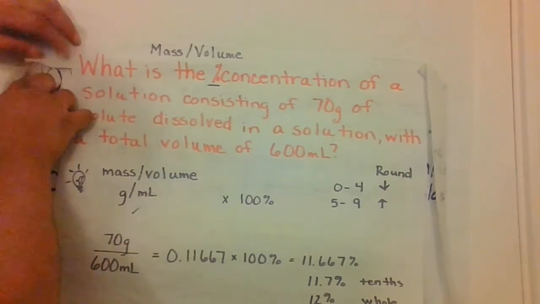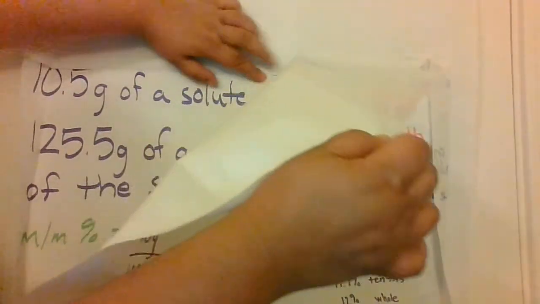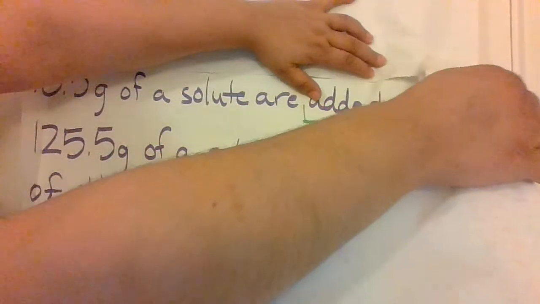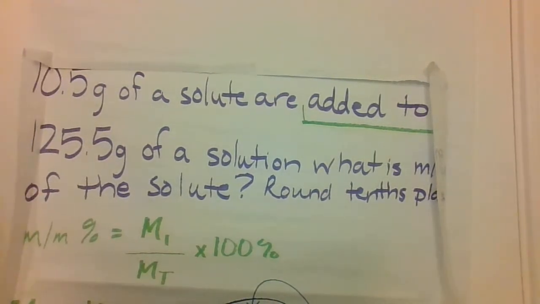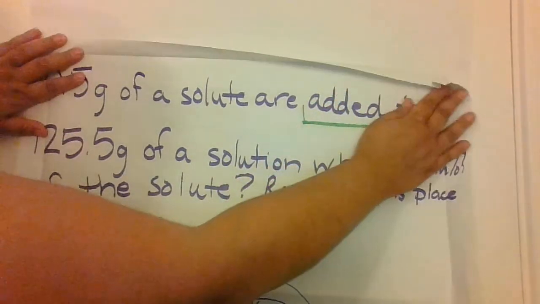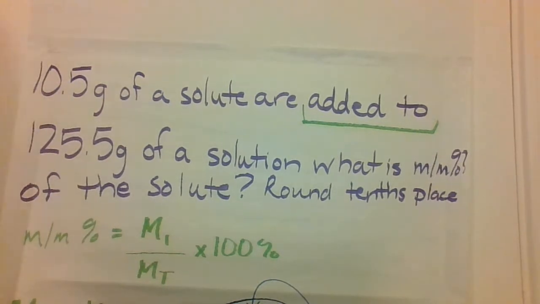All right, so let's take a look at our next type of problem, which is going to be mass percent. For mass percent, the problem we have: 10.5 grams of a solute are added to 125.5 grams of a solution. What is the mass percent of the solute? Round to the tenth place.